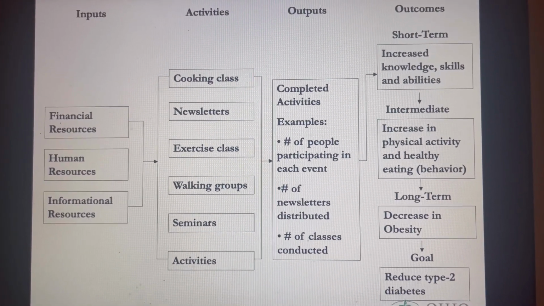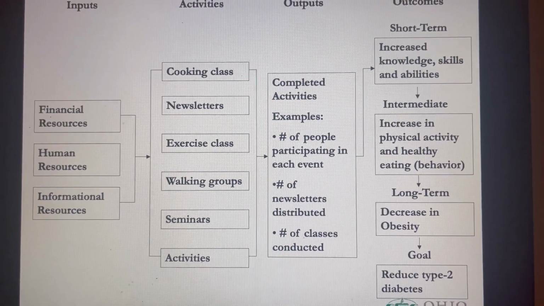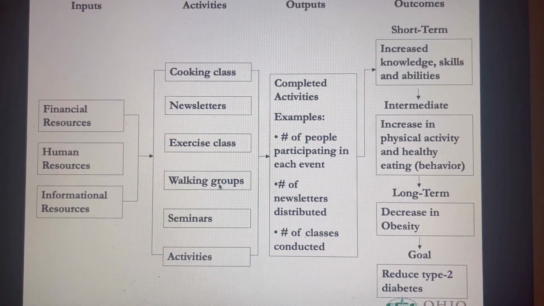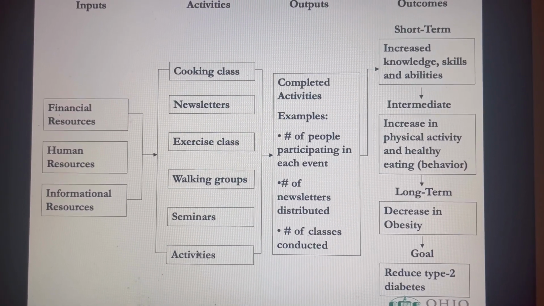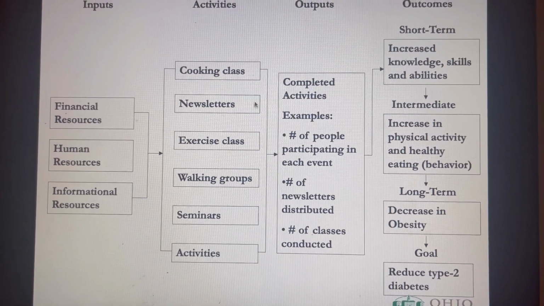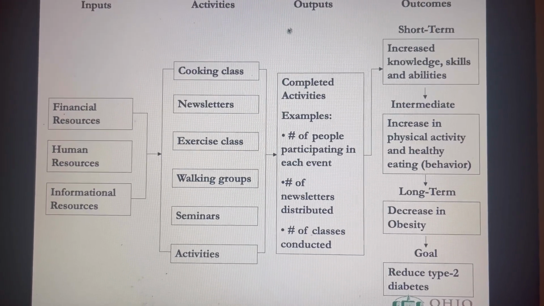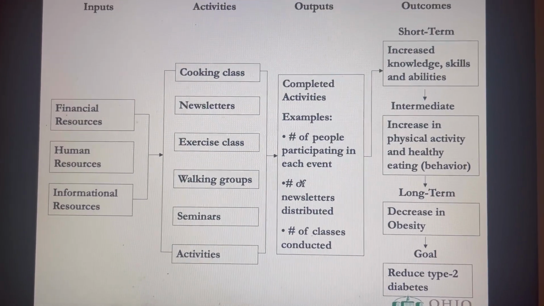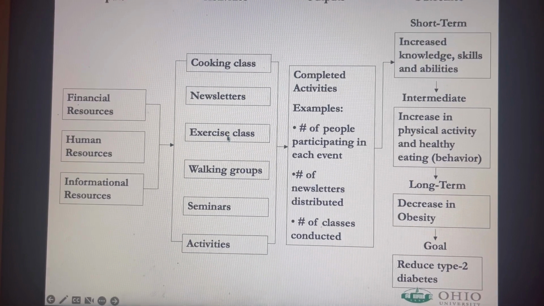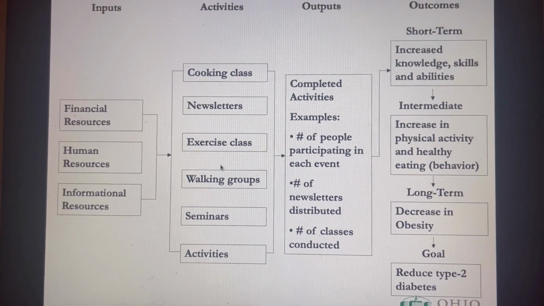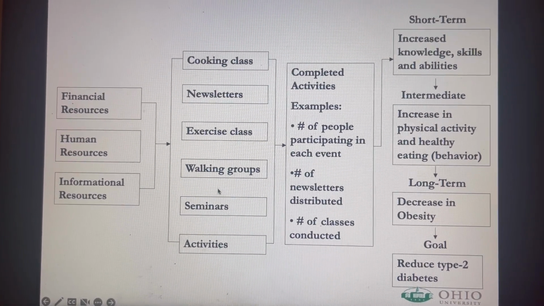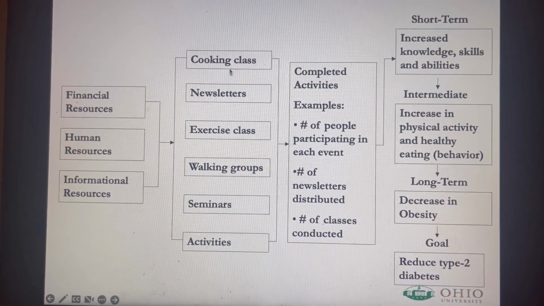So activities like cooking classes, newsletters, exercise classes, working groups, seminars. These are all activities, and physical activities. These are all activities that we'll carry out in order for us to get our outputs, the number of participants in each event. Then after we put in the activities, the next question is, how do we accomplish these activities? So who do we need to contact in order for us to implement this activity?